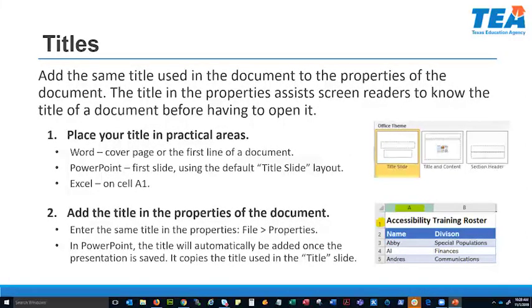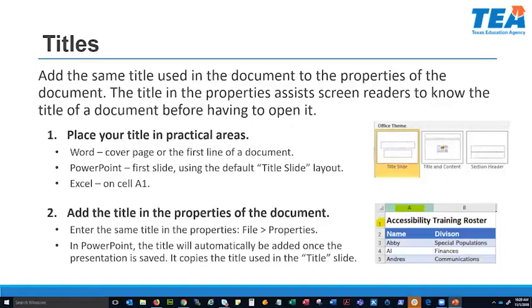So titles. Everybody kind of knows the practical way to put your title on a document. It's either going to be the first top line or its own cover page, which is good. However, a lot of times people forget to add that same title into the properties. The properties is kind of the back end title.